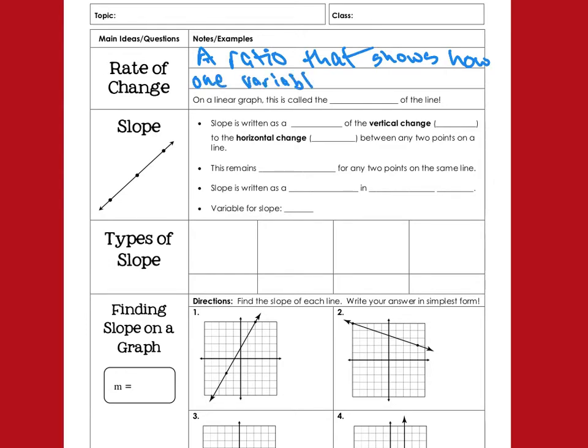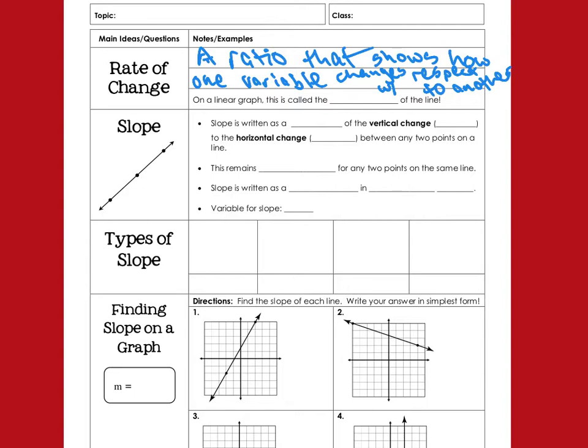We'll see if I'm able to fit this all on the line. How one variable changes with respect to another. Well, that's pretty close, isn't it? A ratio that shows how one variable changes with respect to another. Remember, ratio basically means a comparison, or mathematically speaking, a fraction. So we'll see a lot of fractions today.